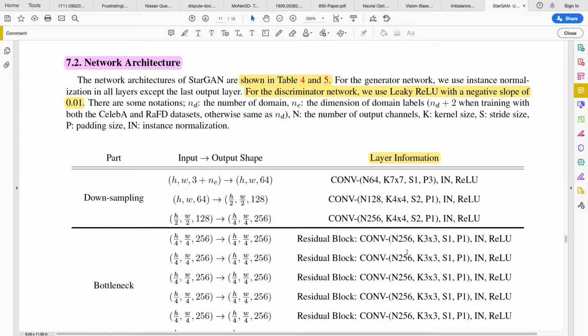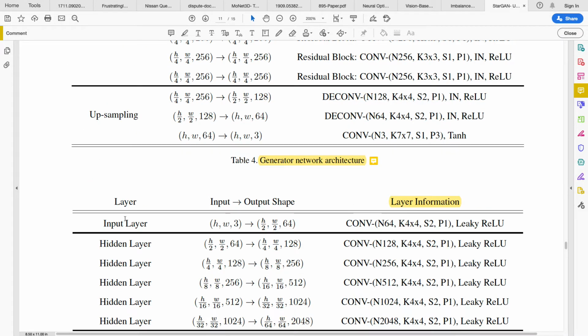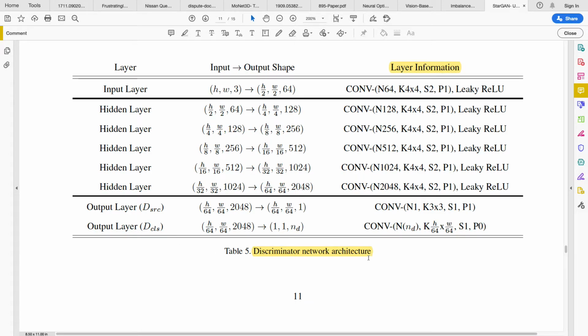So this is the network architecture they use. It contains two parts, the generator part and the discriminator part. Let's look at the generator and discriminator networks first. The discriminator network consists of this number of layers. I can say it's a 6-layer network. It has 5 hidden layers, an output layer for the discriminator source, an output layer for the discriminator classification, and this is the input layer.